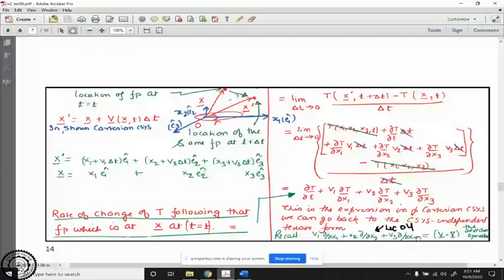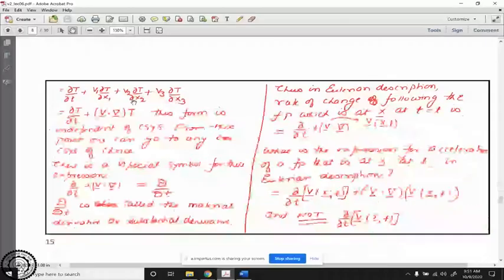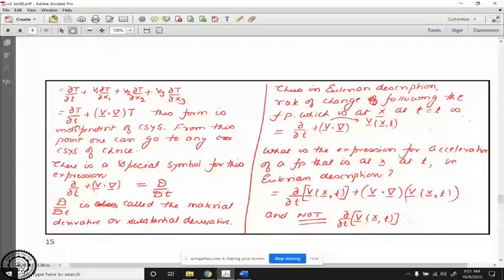So velocity dotted with the del operator is coming here, which means that I can write this expression in a more compact, coordinate system independent form, which I have shown here. This whole thing can be written as partial with time. Time has nothing to do with the coordinate system, so this remains. But the bunch of these three terms can be written as V dot del T.